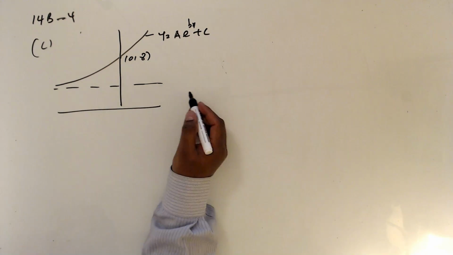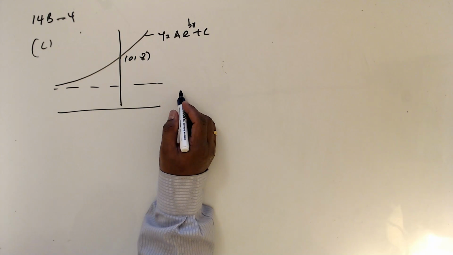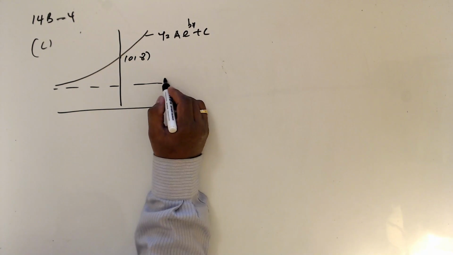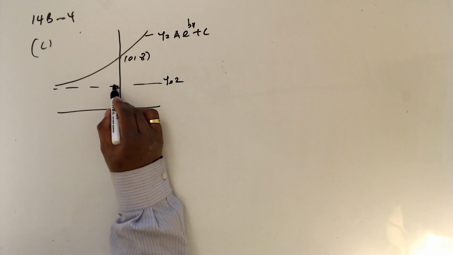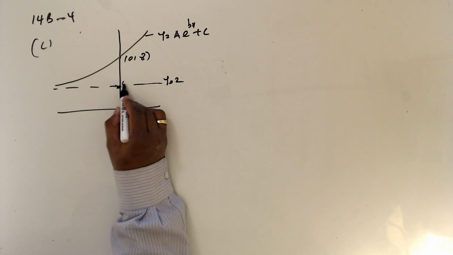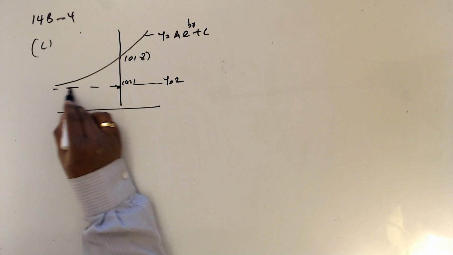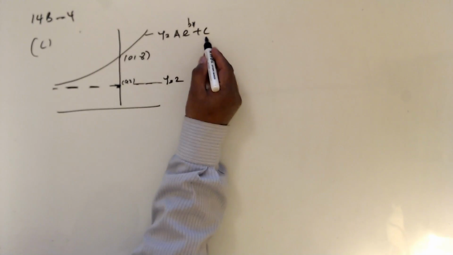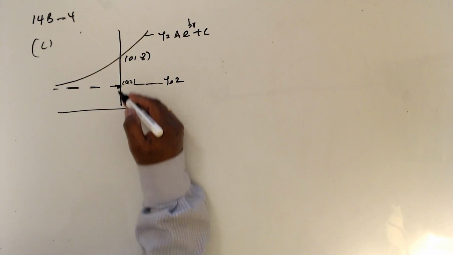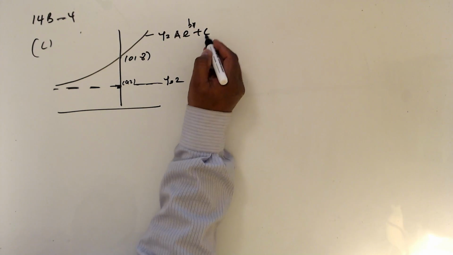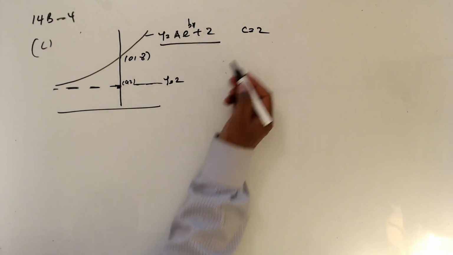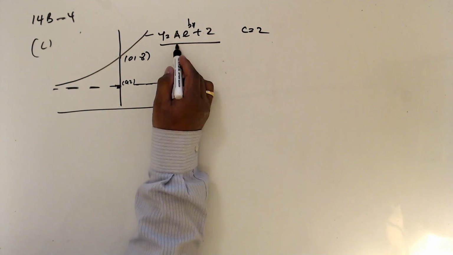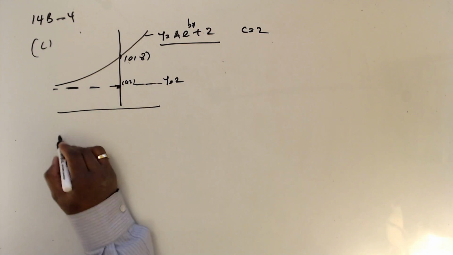Part C. When you look at this sum, I can see this is y equals 2. It means this is the y equals 2 line. It means the graph will shift up by 2. Then C is now 2. C equals 2. Now this graph is going through 0, 8.